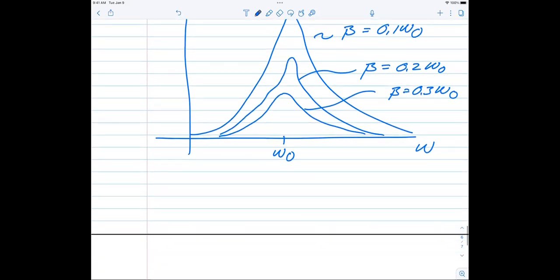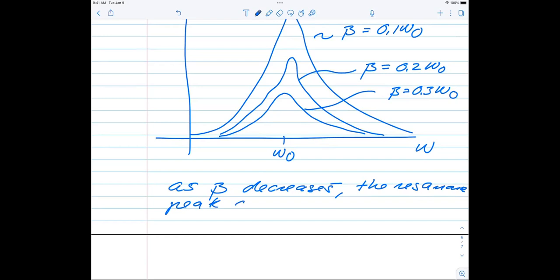So as beta decreases, the resonance, that means this top which we see here, this resonance peak gets sharper and sharper and higher and higher.